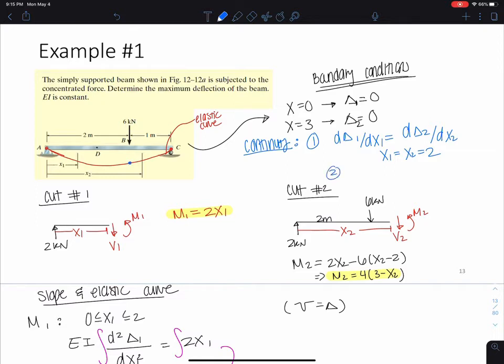And I also know that my delta 1 has to equal delta 2 at x1 equals x2 equals 2, because it has to be a continuous piecewise function. I can't have a break there or it's not a function.